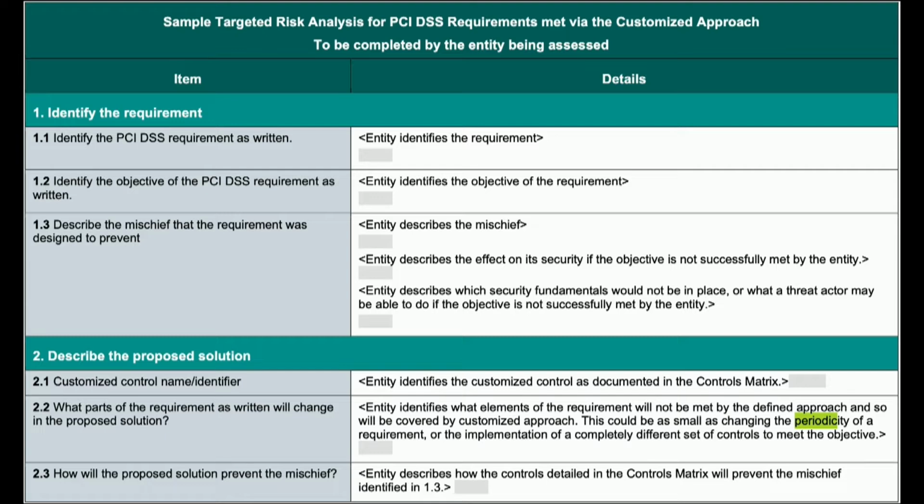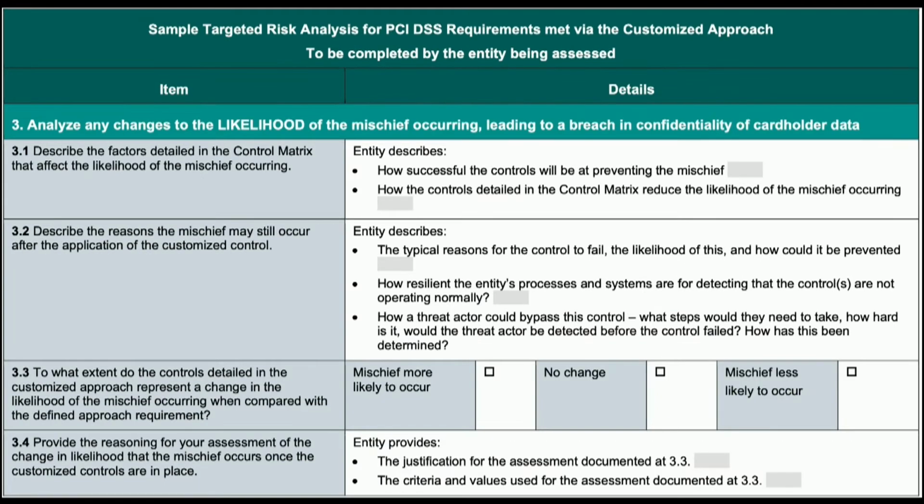So yeah, identify the requirement, describe the proposed solution to it. It goes on to analyze the likelihood. So it actually is a targeted risk assessment. You are evaluating on impact, likelihood, everything along those lines. Now it's not a great calculation. Honestly, 3.3, you just check the box on, is it more likely? Is it the same? Is it less likely? Type of thing. PCI kind of allows you to do whatever into that.